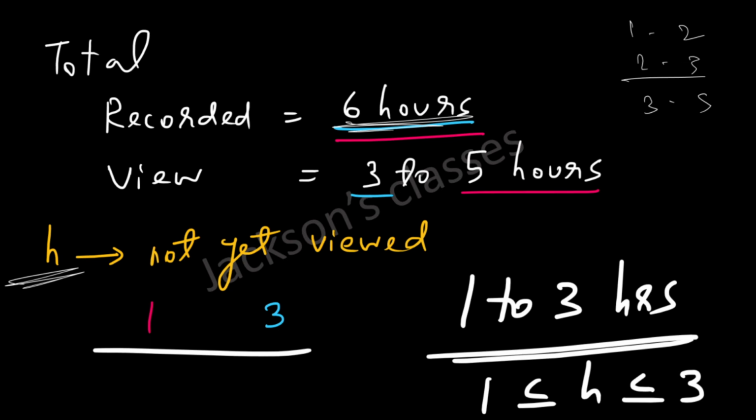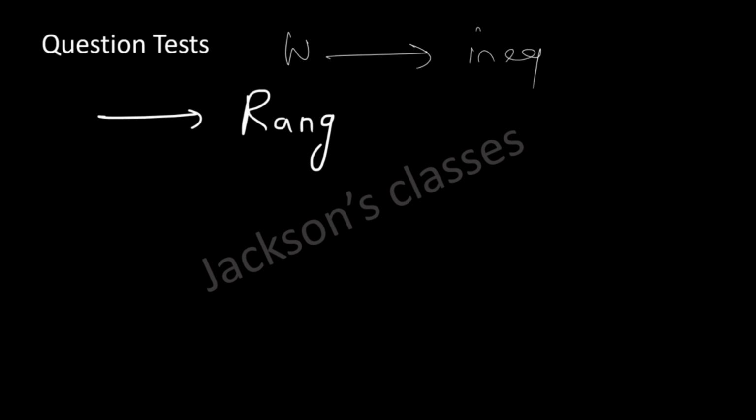Now let's look at what is being tested in this question. This question is a simple question. Once you can read the words, understand what is being asked, and convert them into an inequality, you can solve it. Again, it's a question based on range. So you have to read the condition given and identify the correct range.